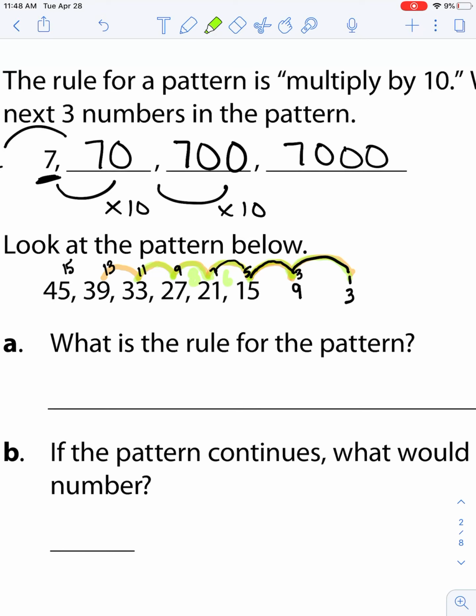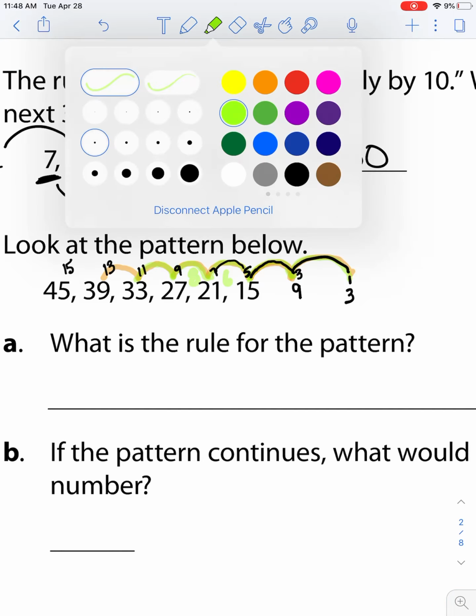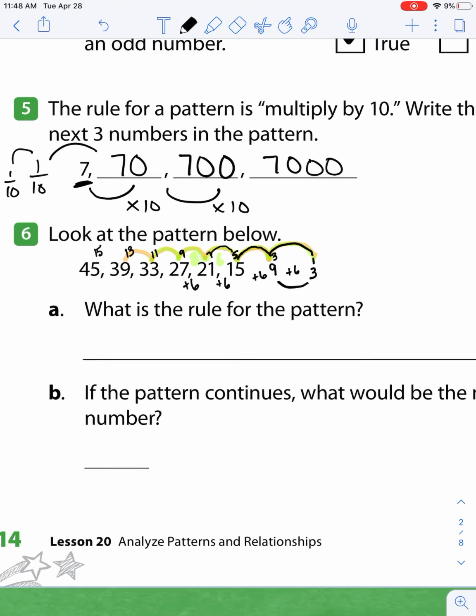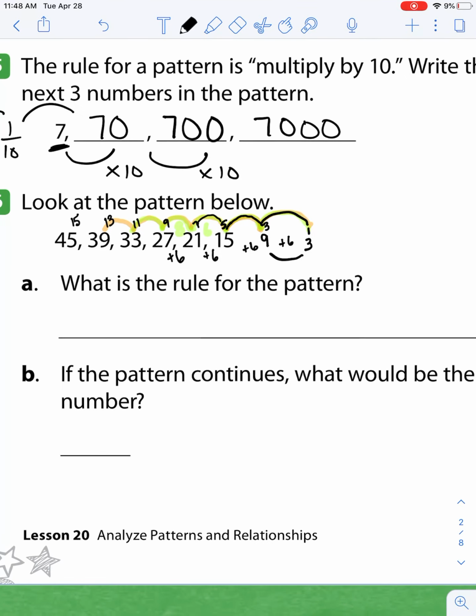what is our rule? Are we adding? We're doing multiples of 3, but is there something else that we can see that we're doing? How do you get from 3 to 9 other than multiply? Add 6. What about this? Add 6. What about this? Add 6. Add 6. Whoa, 2 different patterns for the same rule. So what we are doing is we are adding 6.